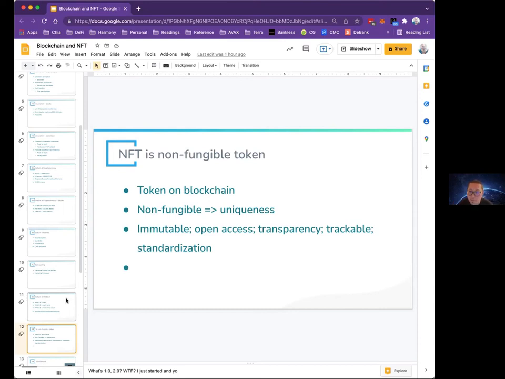Remember I talked about the blockchain properties, right? You can say NFT is kind of an application of the blockchain technology. When we talk about the properties of the blockchain, the NFT can make good use of those properties, like immutability, transparency, and traceability. And also standardization. As long as the NFT meets a certain standard, it makes it all composable, and it can be used in different environments. This is also the open access.